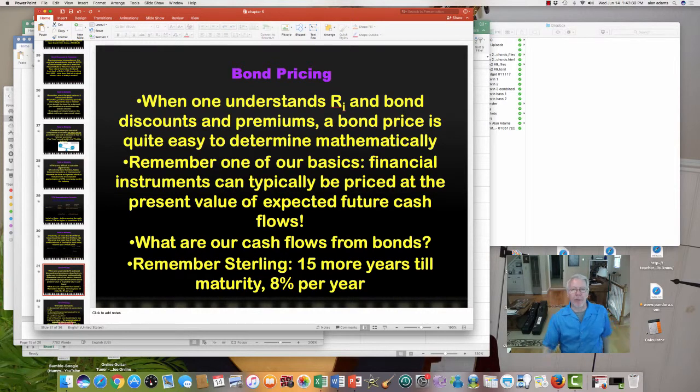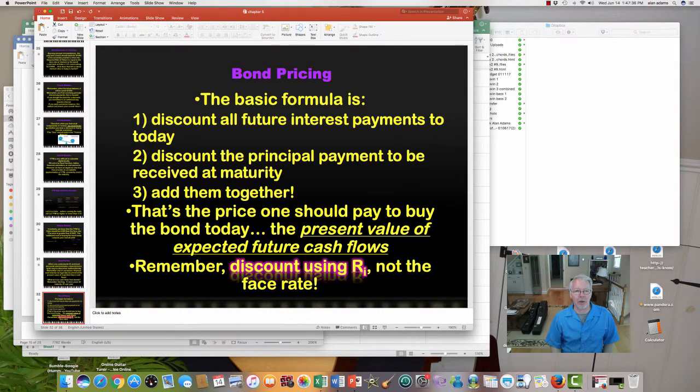Now please remember, whenever you discount bond values, you will have to use the market's required rate of return, R sub I. Bonds are very easy to determine, math-wise, because they have a finite date for the most part. You know when they're going to mature. That means you can take all the future cash flows and discount them to today, and if you need to buy one of those bonds, that is the amount you should pay today. Now Sterling, remember, it's got 15 more years to go until it matures, and it is paying 8% per year. That's 80 bucks.